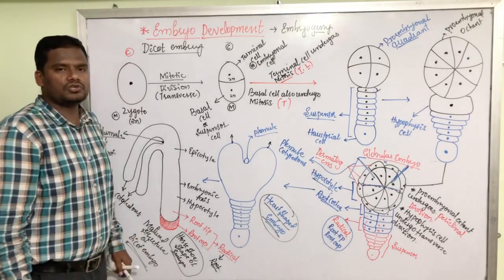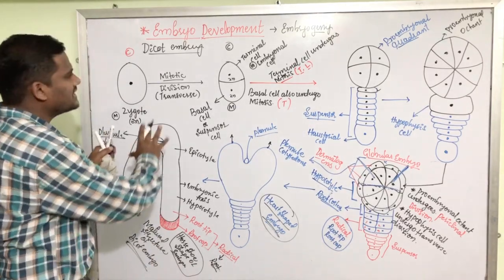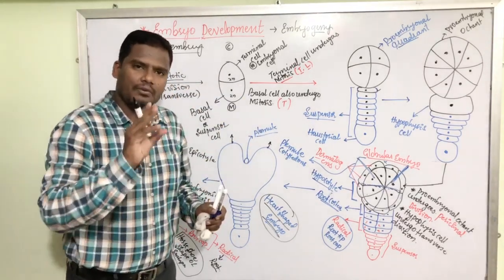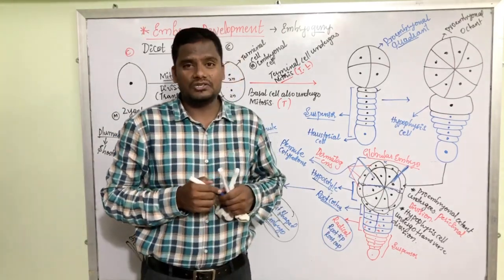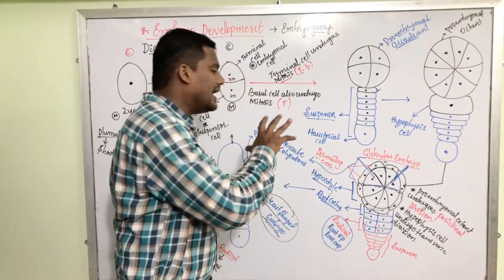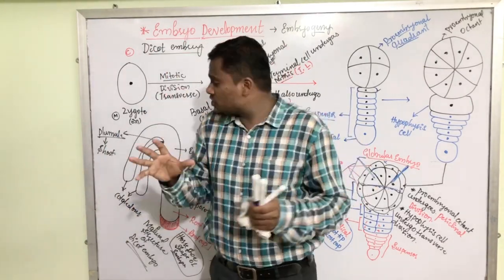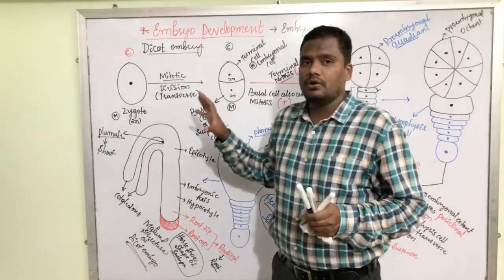It is called as horseshoe shape. This is the entire process of development of dicot embryo. In our next video, we are going to understand the development and the detailed structure of monocot embryo.